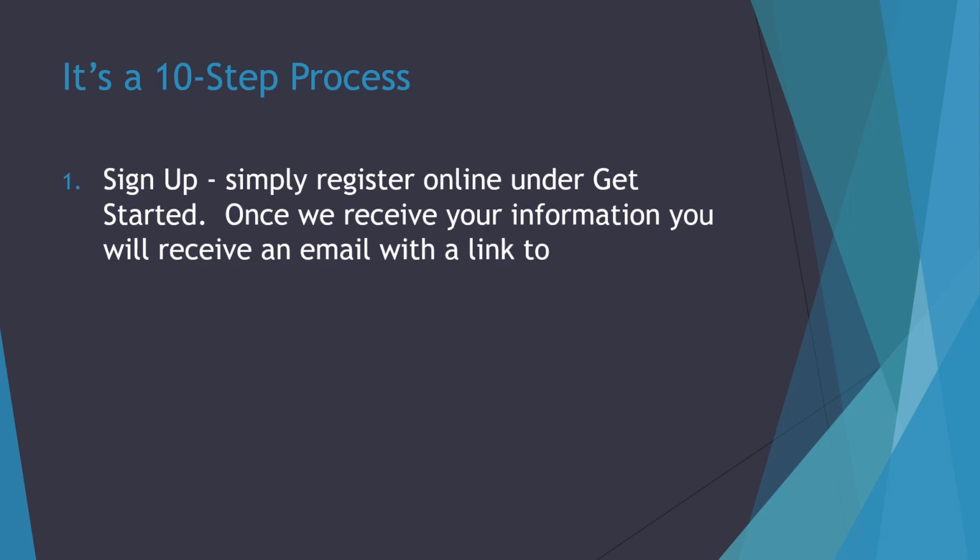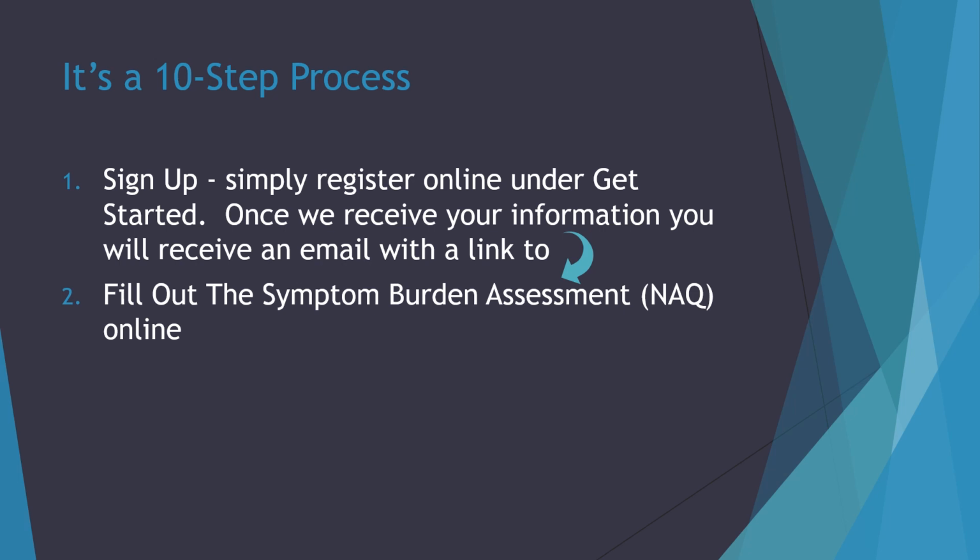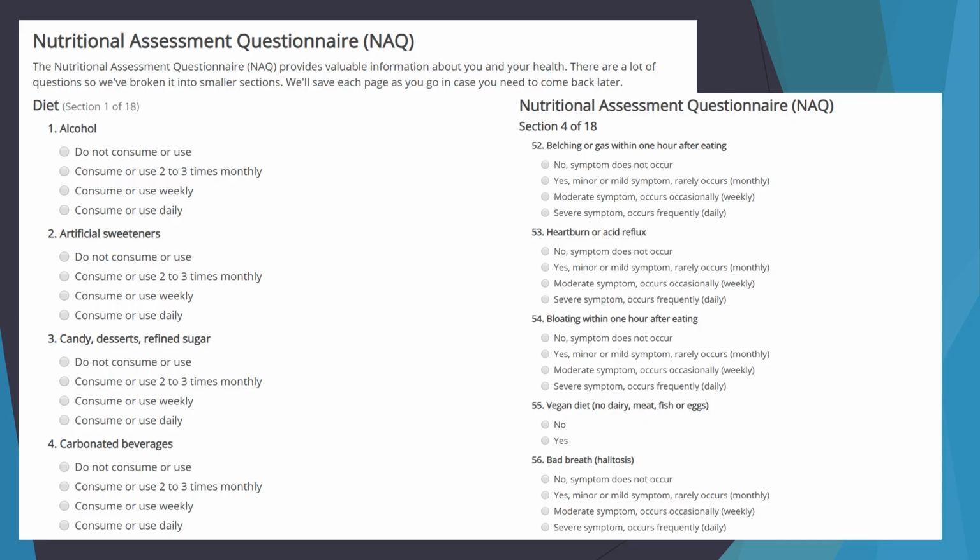Obviously, the first step needs to be signing up, which you can do on our website by clicking on Get Started. Once we receive your information, you will be receiving an email with a link to fill out our symptom burden assessment. This assessment takes approximately 20 minutes to complete online and will ask very specific questions relating to your current diet, your past diet, current and past medications, along with hundreds of symptoms that you may or may not be experiencing.